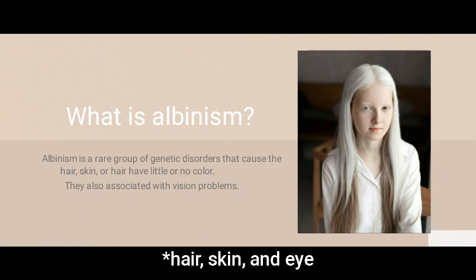What is albinism? Albinism is a rare group of genetic disorders that cause the hair, skin, and eyes to have little or no color. That's why people with albinism look a little different from other members of their family who don't have albinism. They have very fair skin, which is prone to sunburn, and their hair is white or a very light color, and they may squint a lot as their eyes are sensitive to sunlight. They are also associated with vision problems.